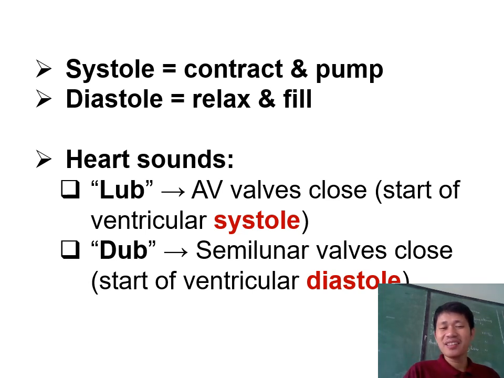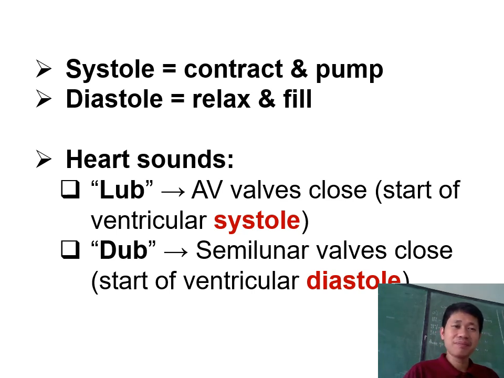Right? And the dub part in the lub dub sound is when the semilunar valves close at the start of the ventricular diastole, when the heart starts to relax and fill the ventricles with blood. So the lub sound is the systole, when the heart starts to contract, while the dub sound is the diastole, when it starts to relax and fill with blood.